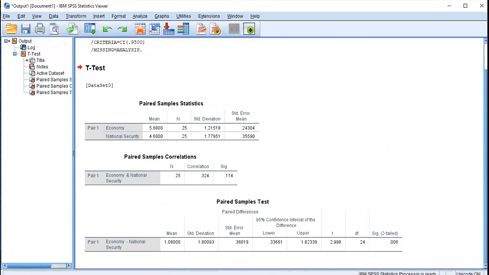If you look here, we have got the answers. First of all, we have the paired samples statistics. The statistics say that economy is given more importance: 5.68 is the mean given by people. The same people have given a mean of 4.6 for national security. Since we had 25 people, N comes to 25 in both cases. Standard deviation is 1.21 for economy and 1.77 for national security.